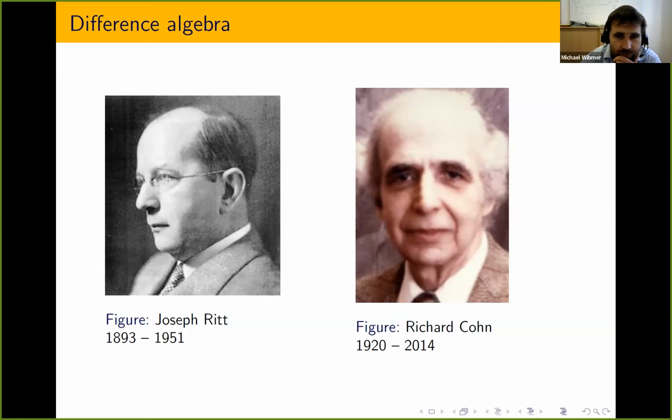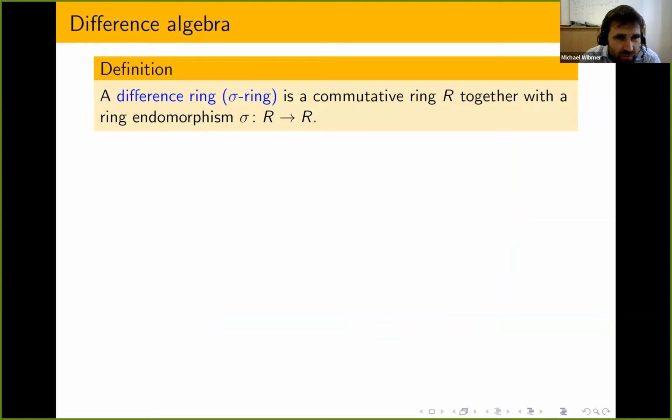Okay, so let me now start with the basics. A difference ring is a commutative ring together with a ring endomorphism. That's just the definition. By the way, all rings in this talk will always be commutative. The endomorphism is typically called sigma, and for short, we also talk of a sigma ring sometimes.